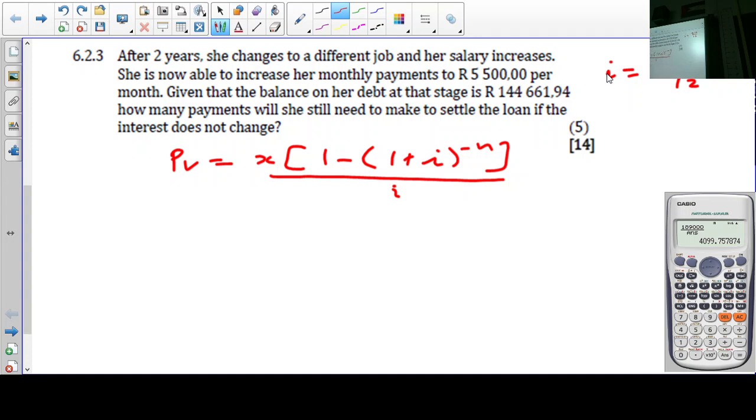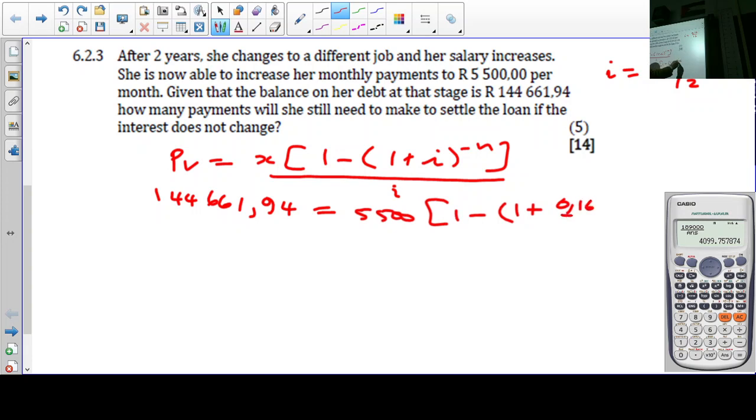So then the outstanding balance, 144,661.94, equals the monthly installment, which is 5,500, into 1 minus 1 plus i, which is 0.16 over 12, to the exponent negative 12 times n. Remember, I'm calculating n. You could have just written negative n here as well, because we're not going to divide by 12.